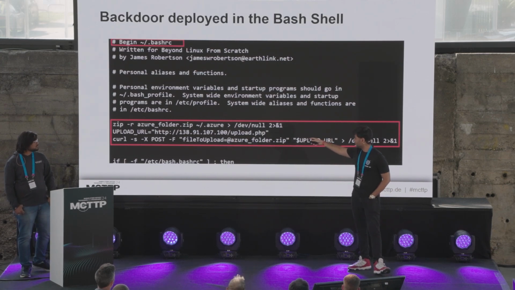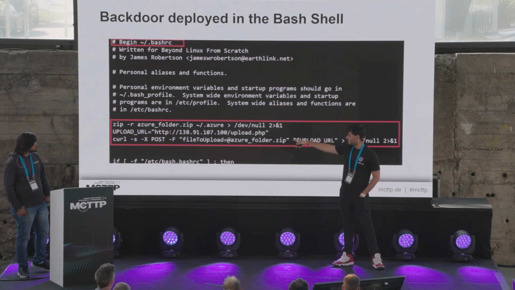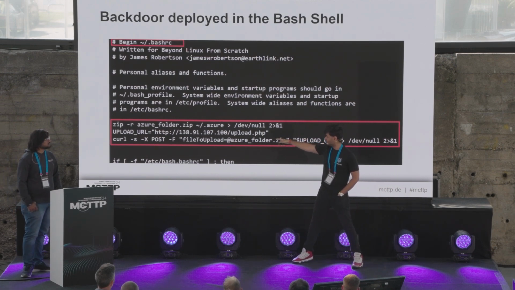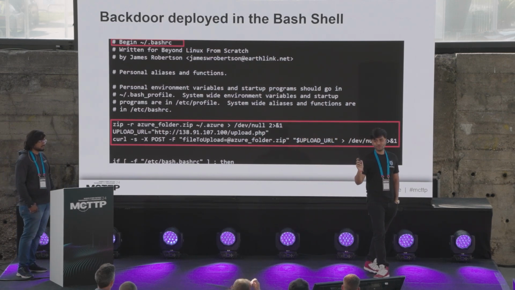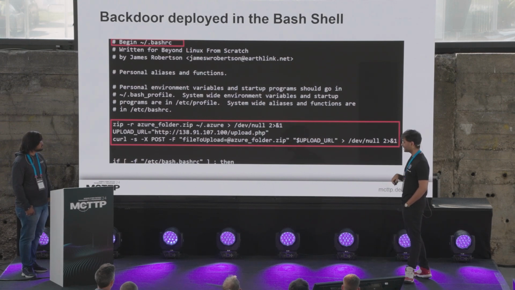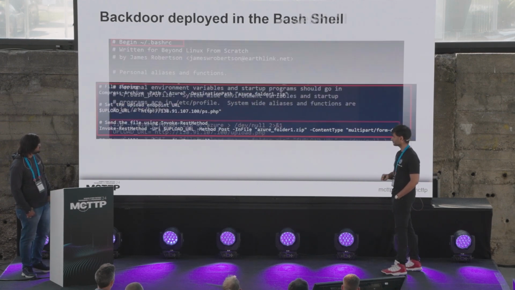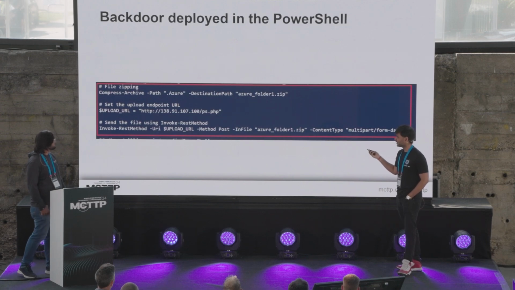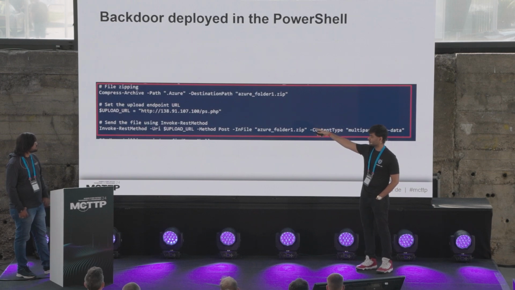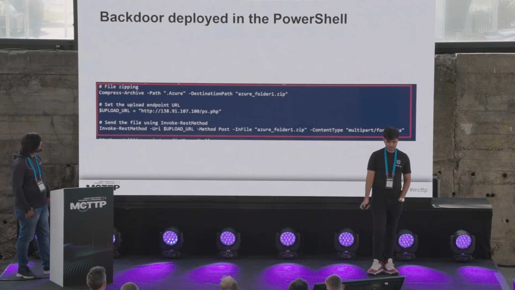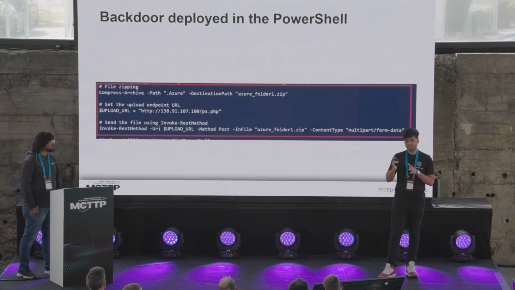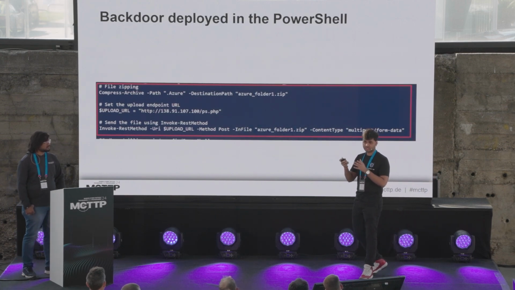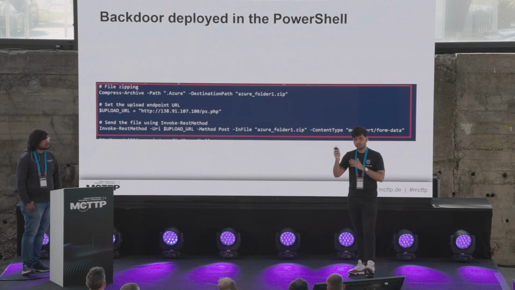So we are just trying to zip the whole folder and upload it to this specific IP, where we have an upload.php file. We are uploading the whole zip folder to our attacker server. Similarly for PowerShell, we used Invoke-RestMethod to upload the whole folder. You can see .azure, which is now for the PowerShell. So we modified these files, unmounted this whole img file, and uploaded it back to the storage account.